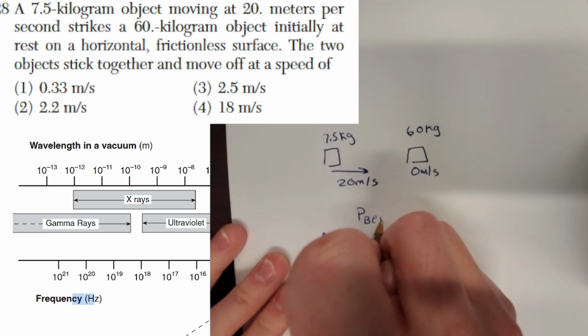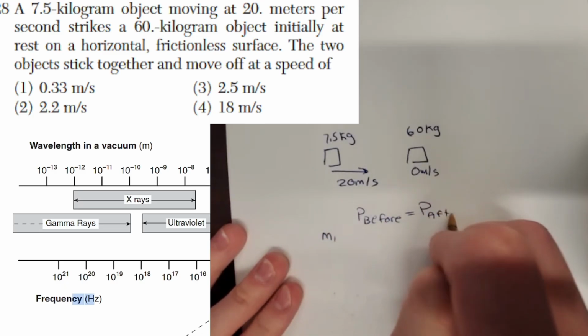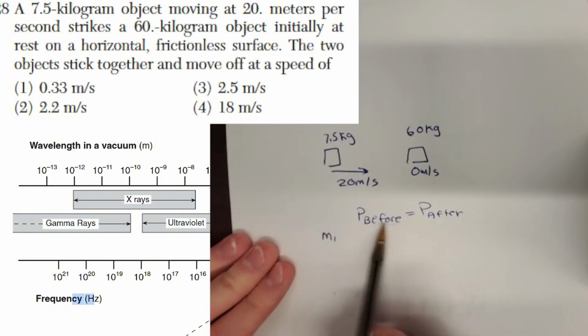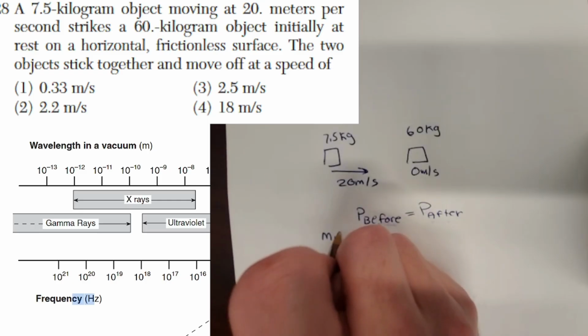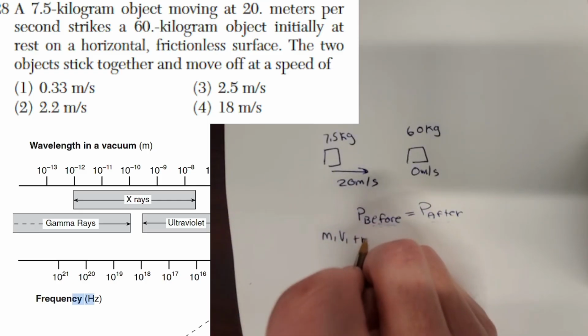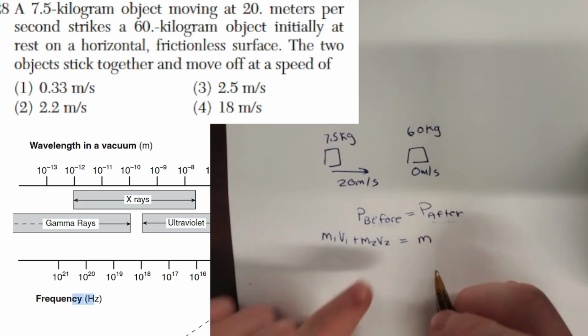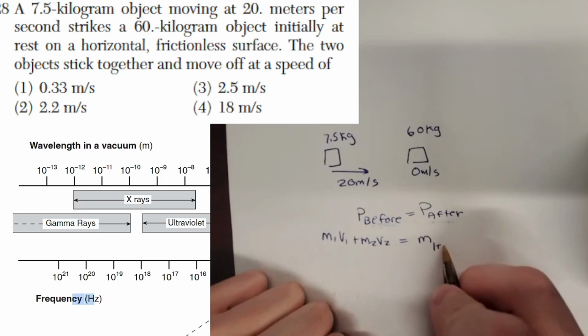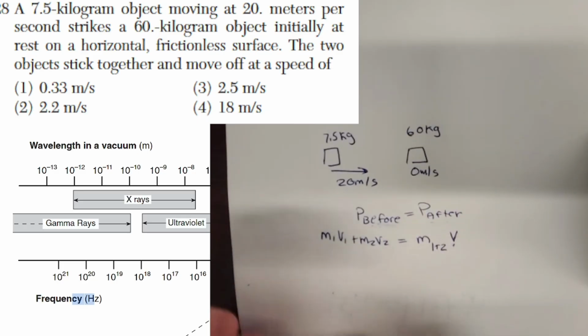P before is equal to P after. The total momentum of them before is equal to the total momentum of them after. The inelastic formula you'll have to remember is m1v1 plus m2v2 is equal to their combined mass, because now they're moving as one object. So m1 plus m2 times, now they're moving with one speed, so just v.